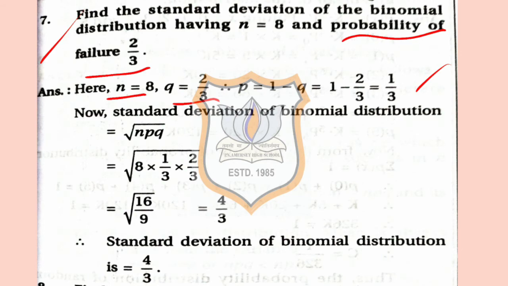Now what is the formula for standard deviation? Under root of npq. Let us substitute the values. n is 8, P is 1 by 3 and Q is 2 by 3. So we will have 8 into 1 into 2, that is 16. 3 3s will be 9. So we will have root of 16 by 9. Root of 16 is 4, root of 9 is 3. So standard deviation of binomial probability distribution is 4 by 3.